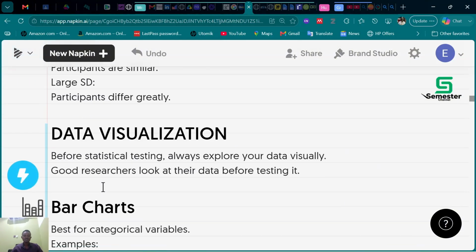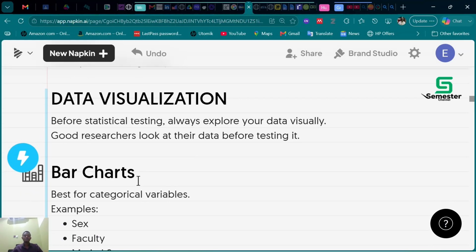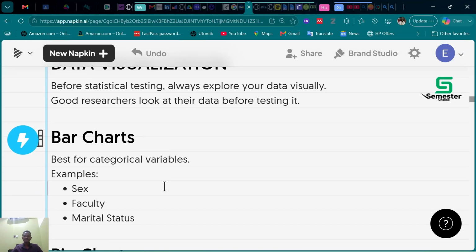Okay, so data visualization, right? Before any statistical test, you can use data visuals to explore your data, right? Before you start testing, it gives you a fair idea. Now, bar charts are best for categorical variables. We'll talk more about categorical variables as we move on. All right. So, for example, sex is a category. You are either male or female. So, these are categorical variables.